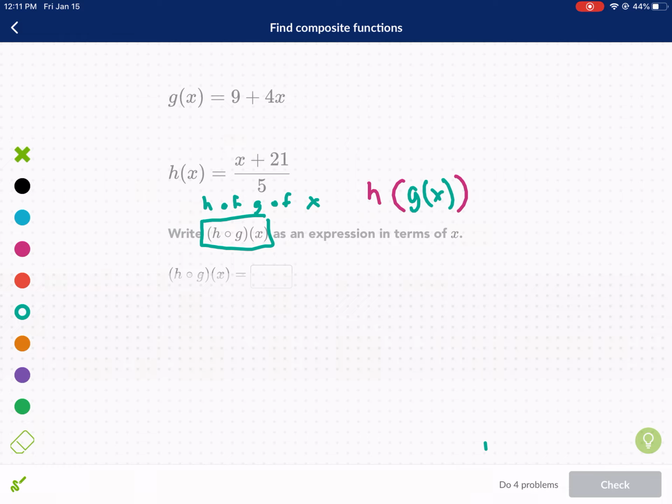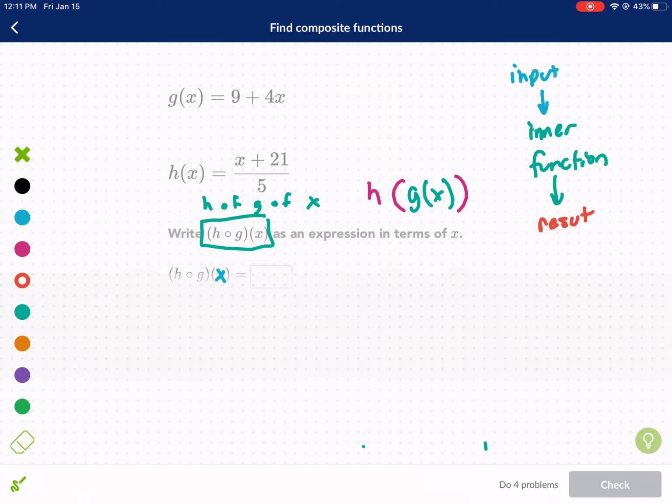Now when doing these problems, you're going to be given an input. Let me change it to blue. In this case, our input is simply x. So we're given an input. We're going to put this into always the inner function first. So we put this into the inner function. And then what happens is you get a result. And I'll make that orange.